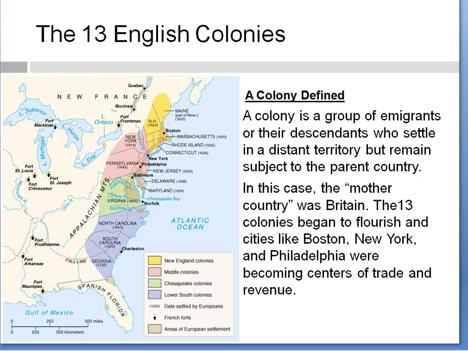Now, colony defined. A colony is a group of immigrants or their descendants who settle in a distant territory but remain subject to the parent country. In this case, the mother country was Britain. The 13 colonies began to flourish, and cities like Boston, New York, and Philadelphia were becoming centers of trade and revenue.